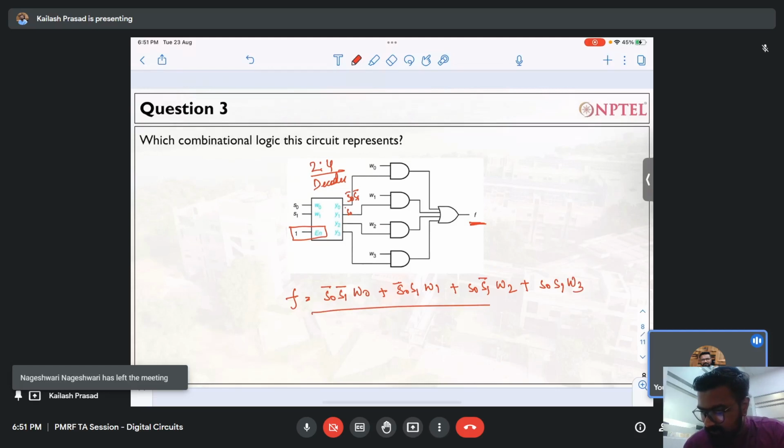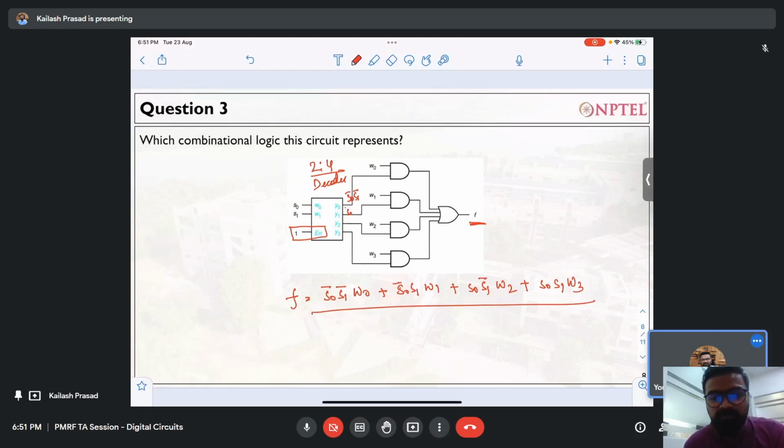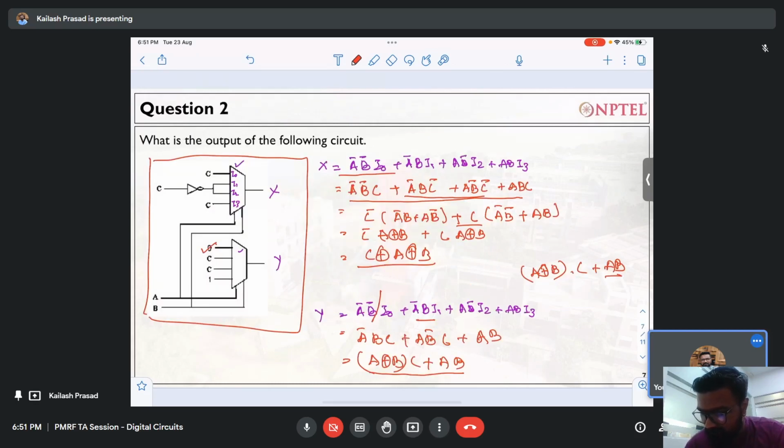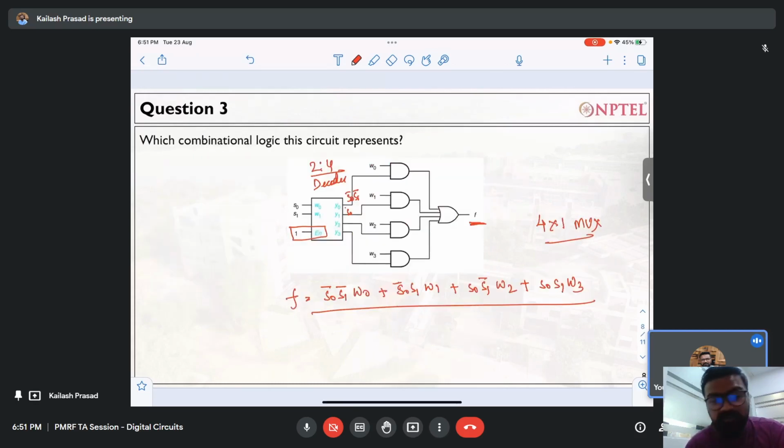What does this equation represent? Anybody wants to tell me? Multiplexer. Right, so it is 4:1 multiplexer. Just as we have seen in the previous slide, this is the equation. So using decoder and AND gates, we have designed multiplexers also. I'm giving you all sorts of questions by which you can understand the concept.